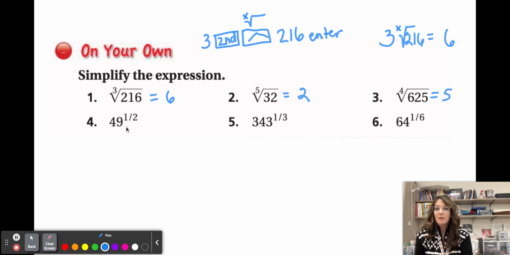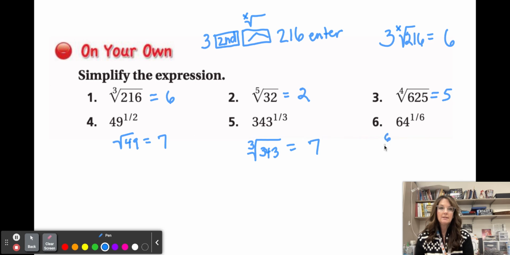Now we want to understand, what is this even asking for, right? It's 49 to the half power. Well, this is the unit fraction, so this 2 is telling us what the index is. So we're wanting the square root of 49, and we all know it's 7. Okay, here, unit fraction, so we're taking the cube root of 343. So you can follow along here, 3, second, caret, 343, and it is 7.